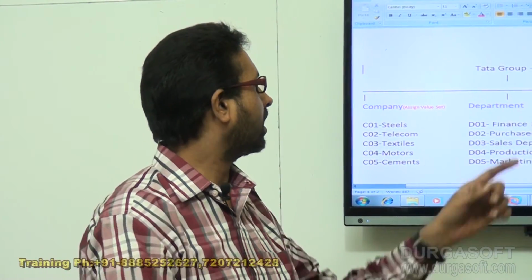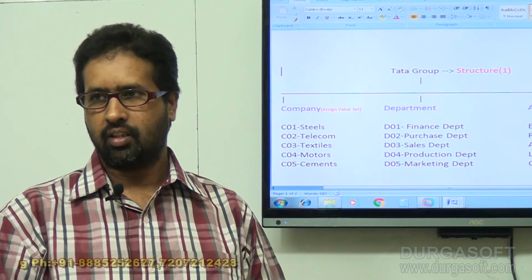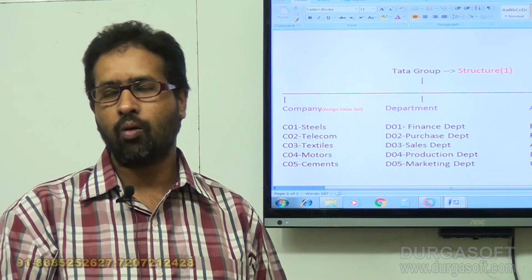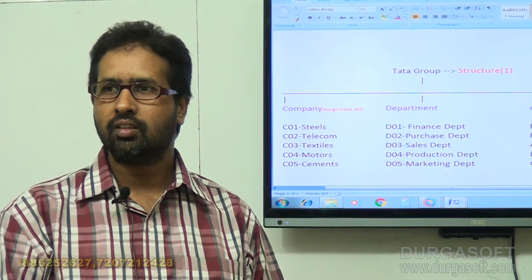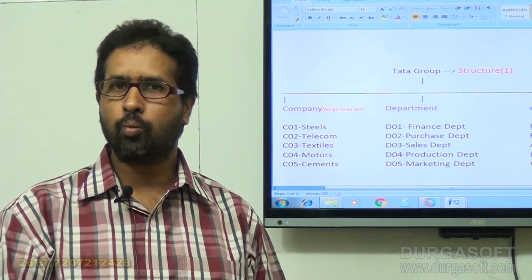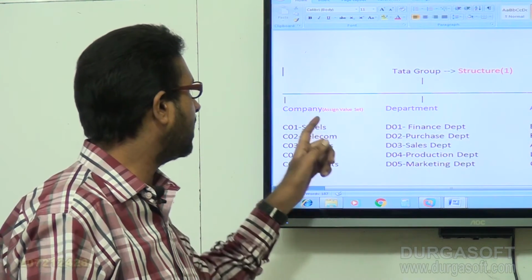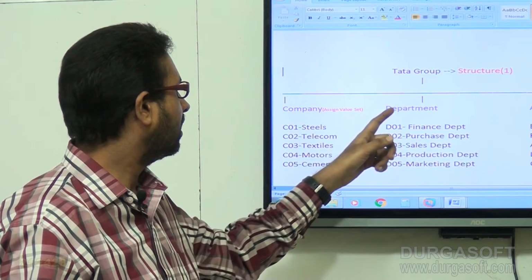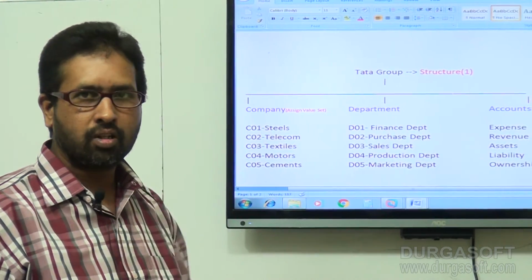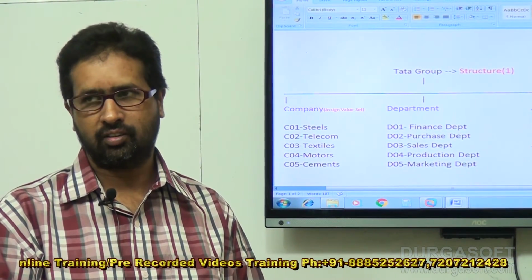So the Tata Group structure, it is an organization, a flagship company. So this Tata Group will have what? Tata Group will have companies, departments, and accounts, and so on. So this company, department, accounts, all these are called what? All these are called segments.